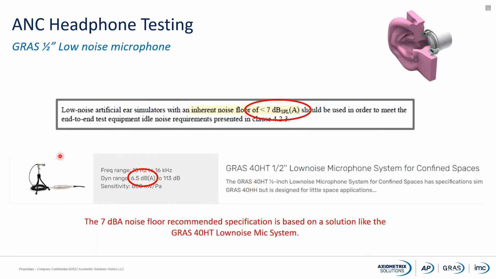This is a combination of a microphone capsule with a preamplifier, and it's giving us 6.5 dBA. This is a very special microphone, a very high sensitivity device that can give us a very low noise floor of 6.5 dBA. So this figure we see over here is based on a solution like the GRAS 40HT.